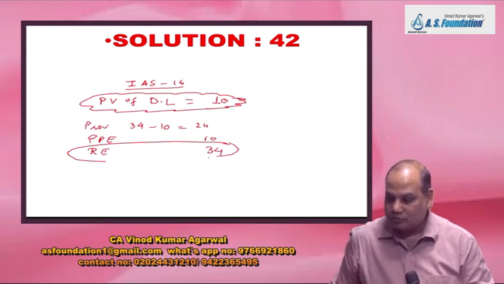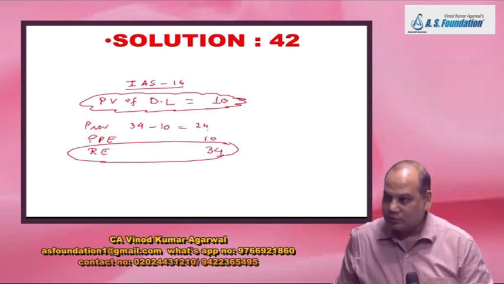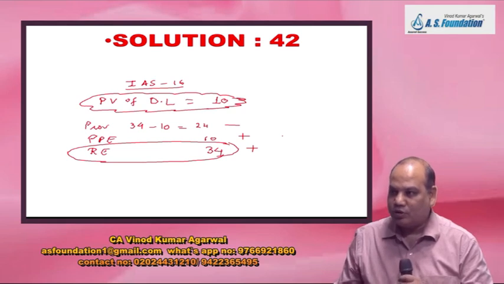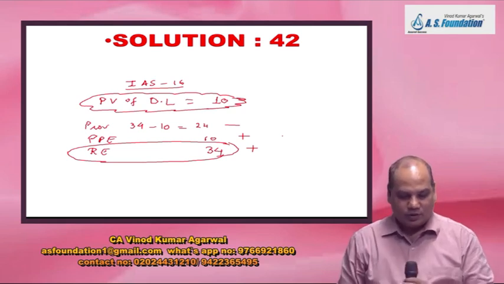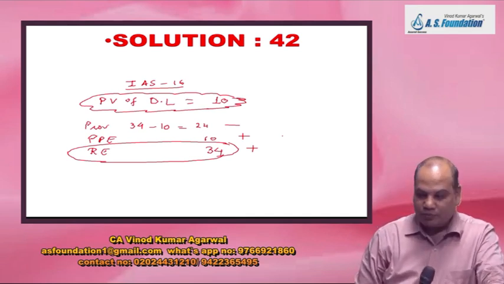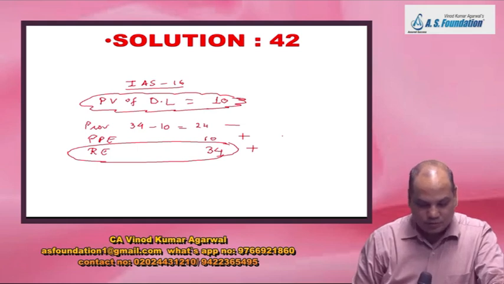Is it right? So journal entry, if you want to see, provision account debit 24, PPE account debit 10, to retained earning 34. So in retained earning you add, in PPE you add this number, and in provision you deduct 24. Is it right? Which standard discusses about this treatment? IAS 16. Note number 8.